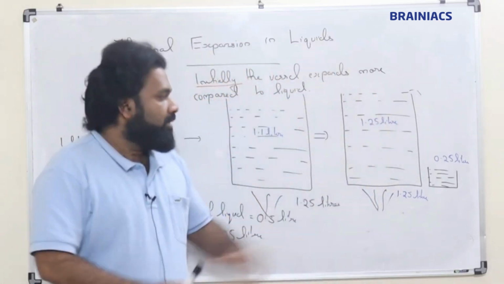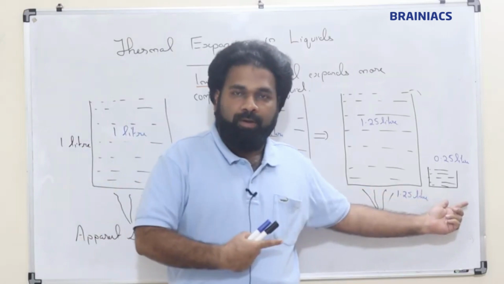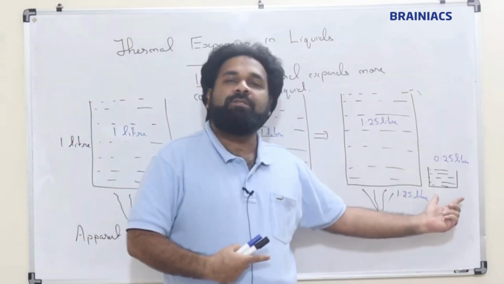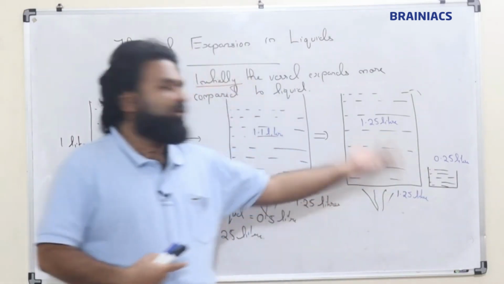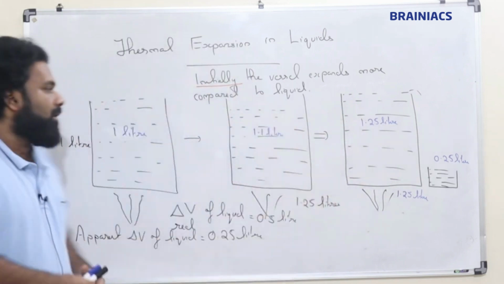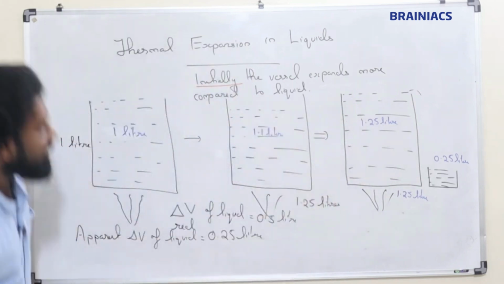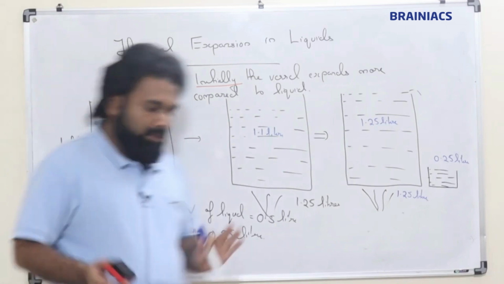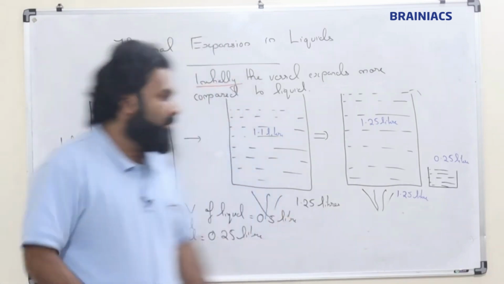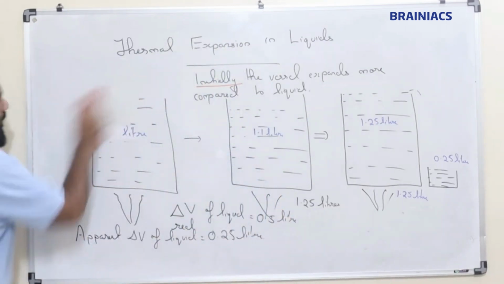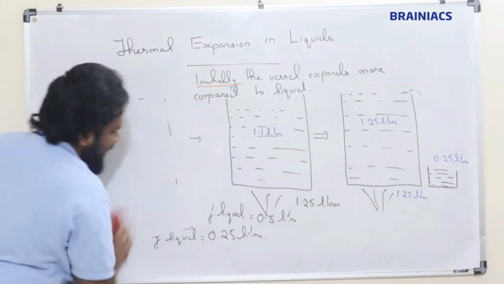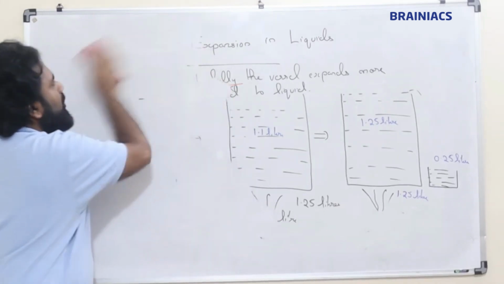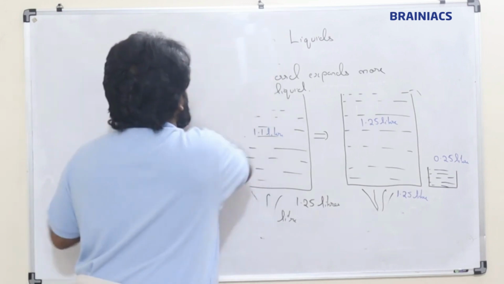Clear? So this is the overflow liquid, and this is the apparent change in volume, and the real change in volume we know. So we will have to deal with this. Clear? I think the idea, the concept, everything is clear. Now we will go to the formulae for handling the questions related to it.